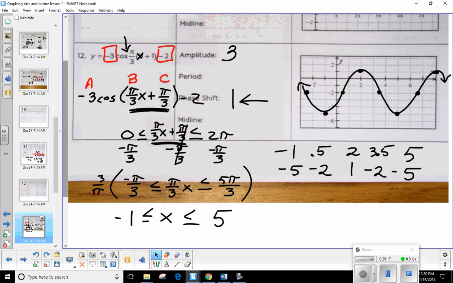The period is 2 pi over B. Well, what's the value of B here? Pi over 3. Now remember, whether it's x or theta, it's always that coefficient. So I'm going to put 2 pi over pi over 3. Well, what do we do if we divide by a fraction? We take the reciprocal. So this would be 2 pi times 3 over pi. And what do you notice? Those pi's cancel, so 2 times 3 is 6. And you'll notice, how far is it from negative 1 to 5? That's 6. That's what my period is. It takes that long before it's going to repeat again.